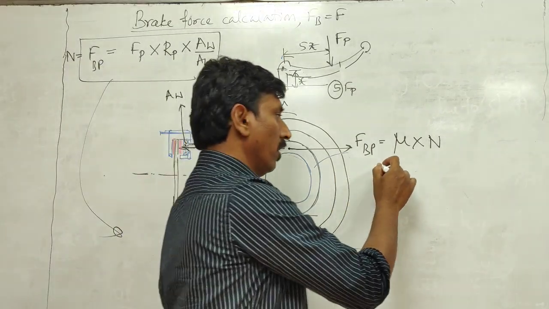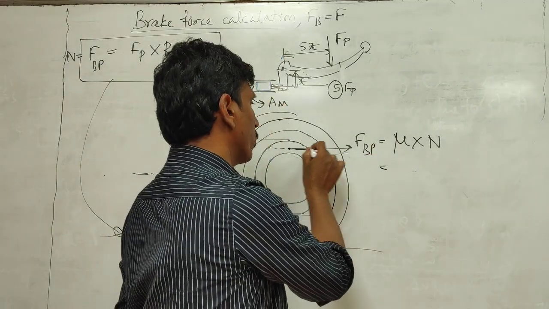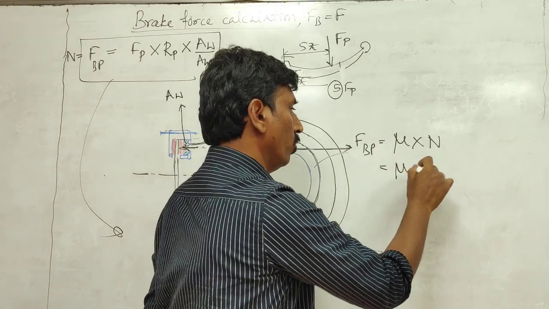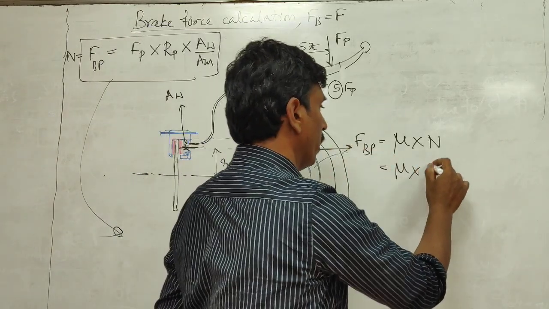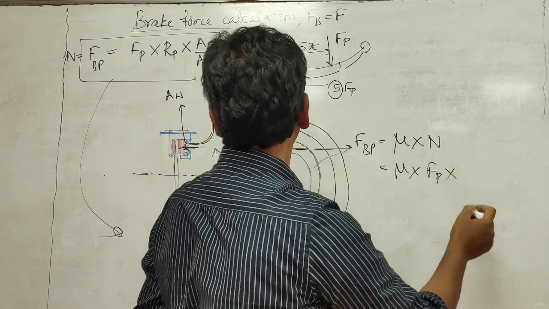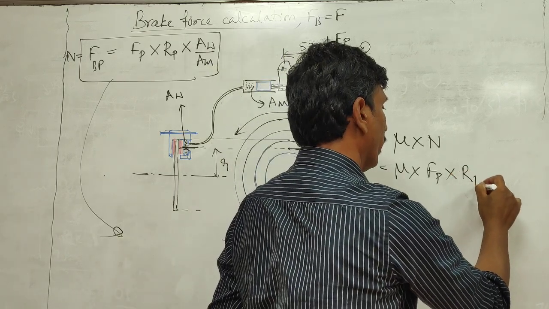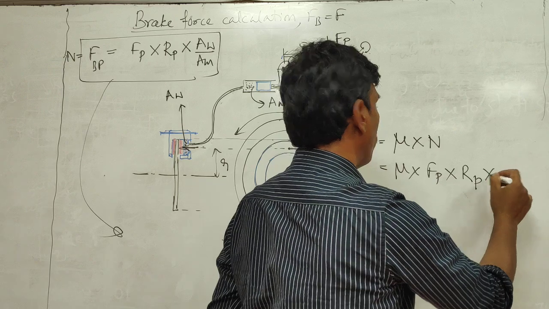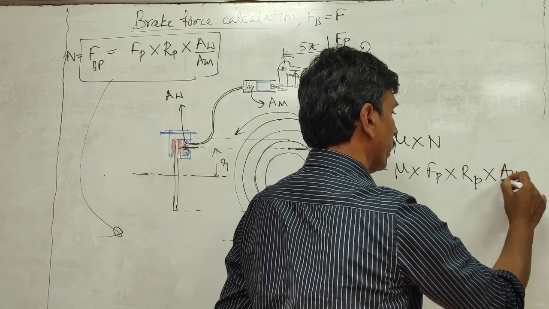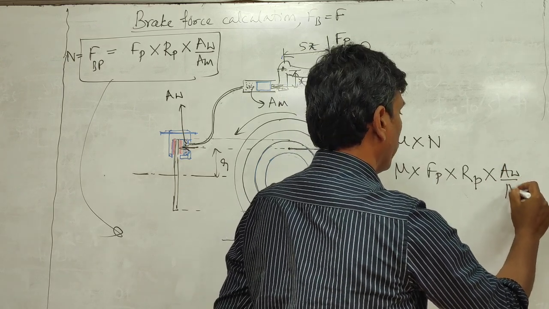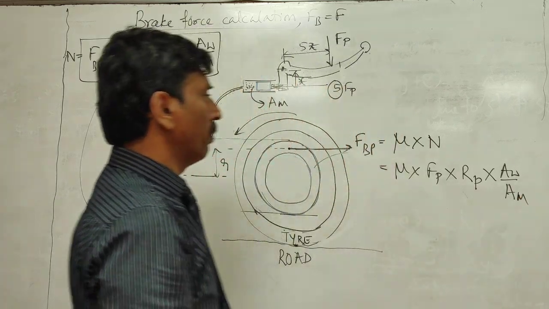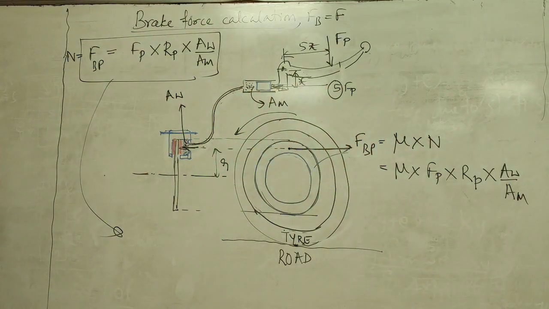So now this force is actually mu into this force, which is the pedal force, multiplied by the mechanical magnification, multiplied by the hydraulic magnification, AW by AM. And here you have to multiply by one more term, which we have forgotten.